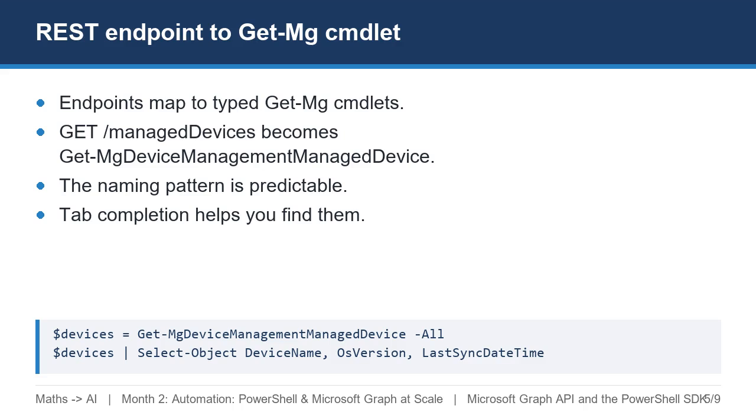Every Graph endpoint maps to a typed cmdlet, and the naming pattern is predictable. Get /deviceManagement/managedDevices becomes Get-MgDeviceManagementManagedDevice. Once you see the pattern, tab completion finds the rest. Here we grab managed devices into a variable and then select just the device name, OS version, and last sync time. Notice the -All switch, which we will talk about next, because it is easy to get wrong.